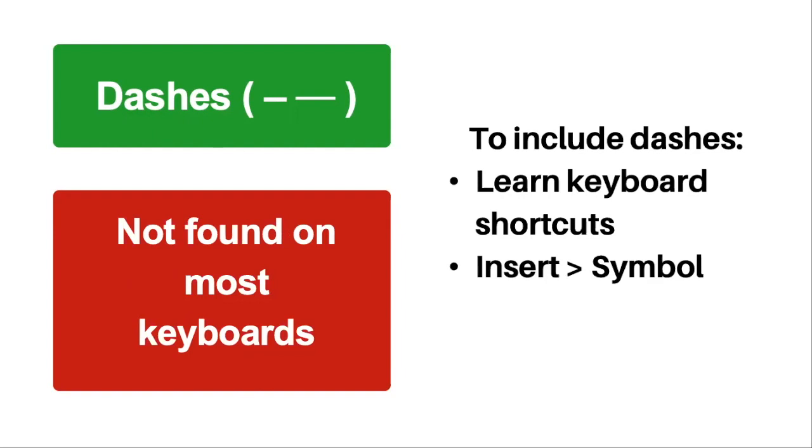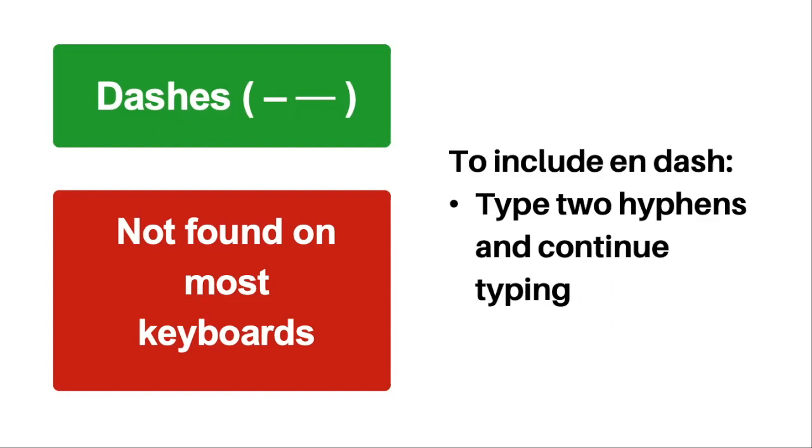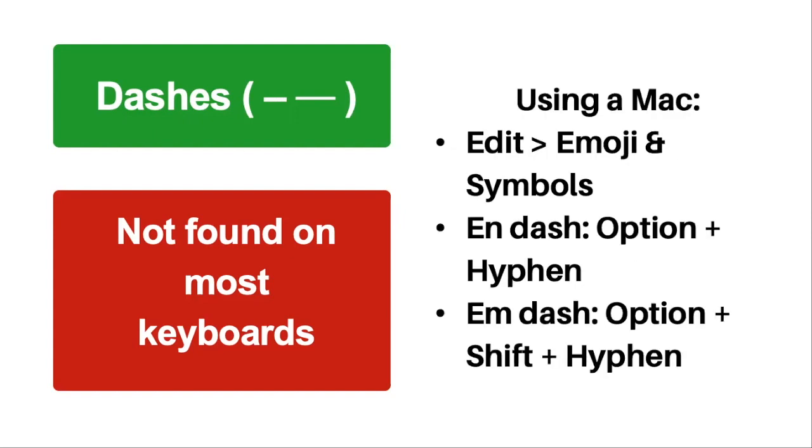Dashes are not found on most keyboards. So to include dashes, you'll need to learn your keyboard shortcuts. And you can also use the insert function in your software program. You can also include an N dash by typing 2 hyphens and then continuing to type, and it will automatically create an N dash for you. Using a Mac, you could click Edit and then Emoji and Symbols.